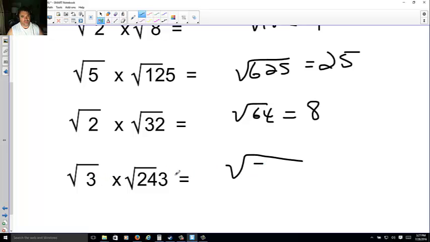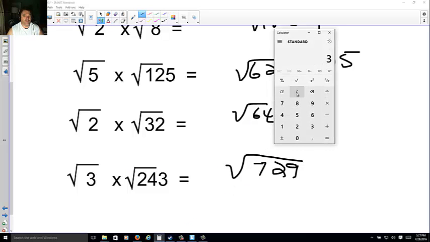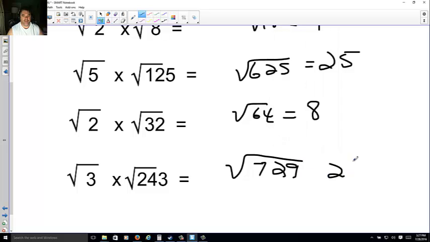Let's do the 3 times 3 is 9. 3 times 4 is 12. Carry the 1. 3 times 2 is 6 plus 1 is 7. And the root of 729, well, let me reach in that calculator and figure that one out. Root of 729. Let's try that again. 729 rooted is 27. So there you have it.